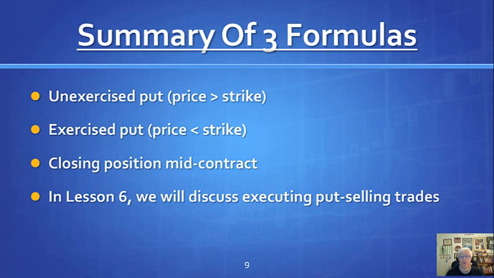So to summarize, 3 formulas necessary to learn are the one for unexercised puts, where the price of the stock remains greater than the strike price at expiration, an exercised put, where the price of the stock dips below the strike price by expiration, closing a contract mid-contract when the price of the stock accelerates, making the value of the put option much lower. And those are the 3 formulas that you need to know. And of course, the Basic BCI Put Calculator will help you in that regard.